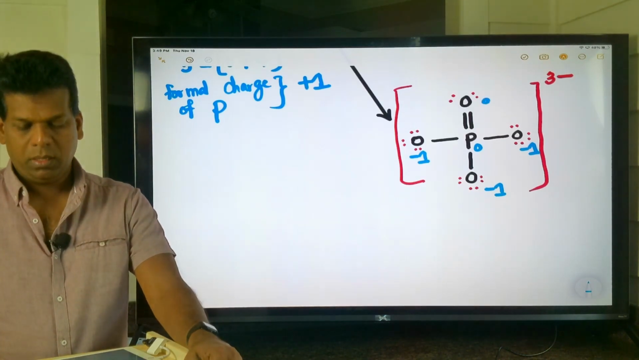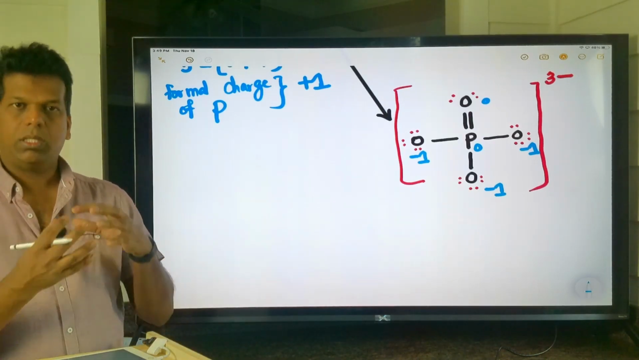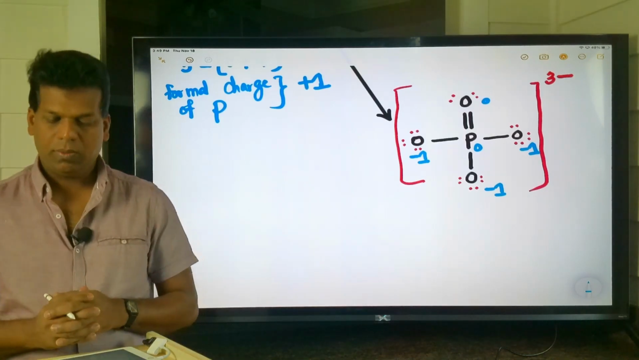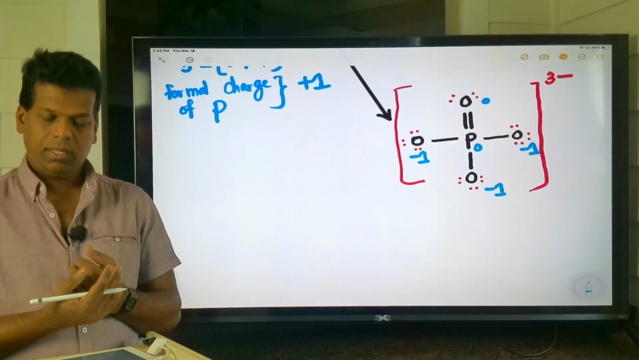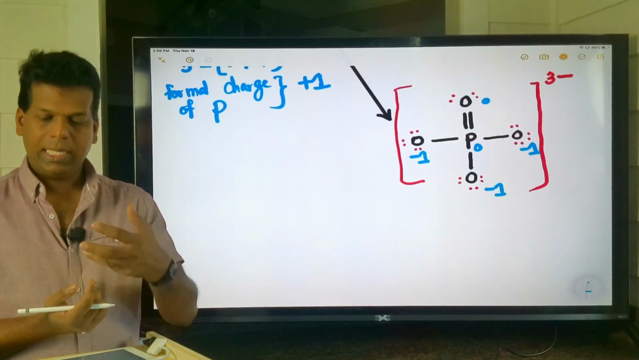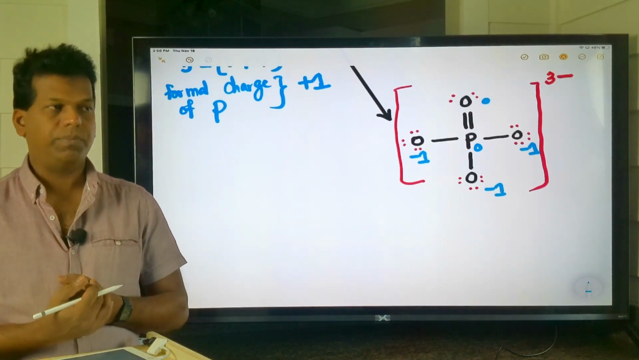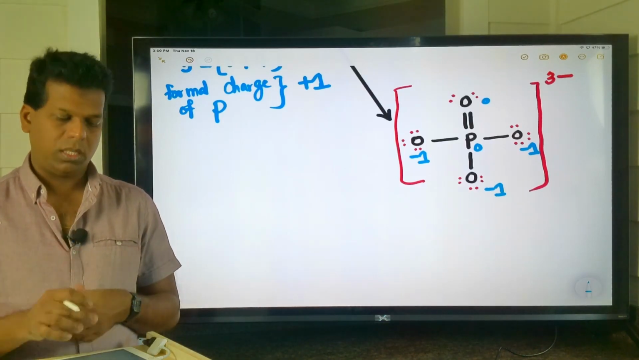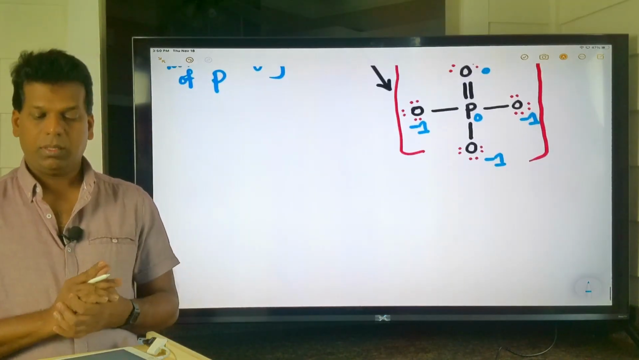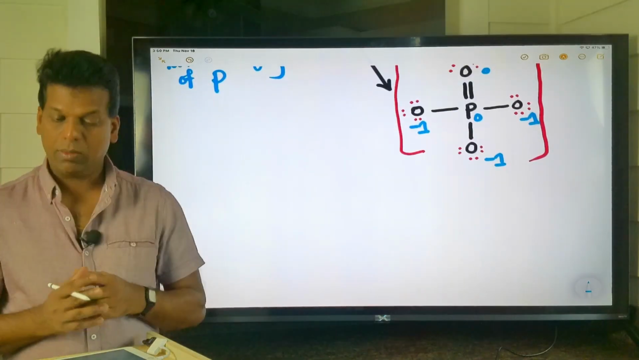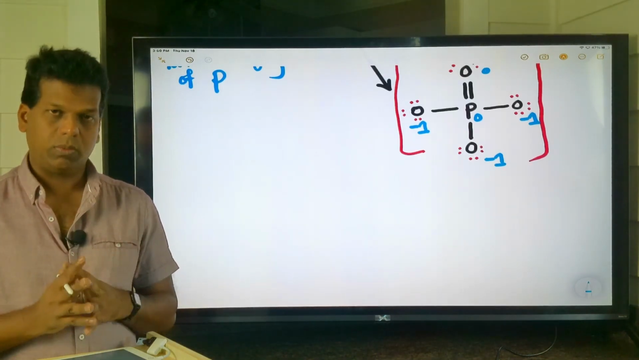Okay. I want you to see one thing. If you add all those formal charges together, in this case there are 3 minuses and 2 zeros. If you add them together, that sum equals the charge of the ion. Okay? -3, that is the sum of the formal charges, which is equal to the charge of the phosphate ion. So there is one double bond and 3 single bonds. I assume you understood what we just did.